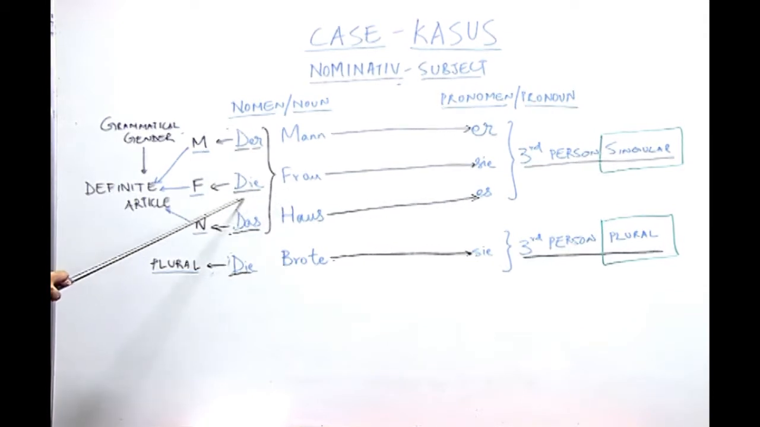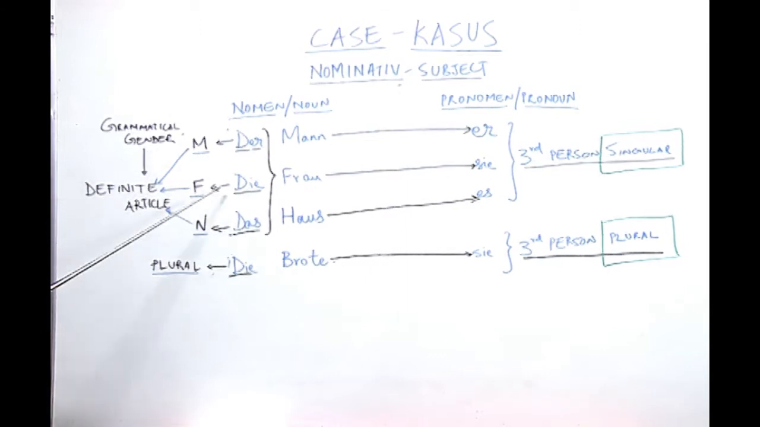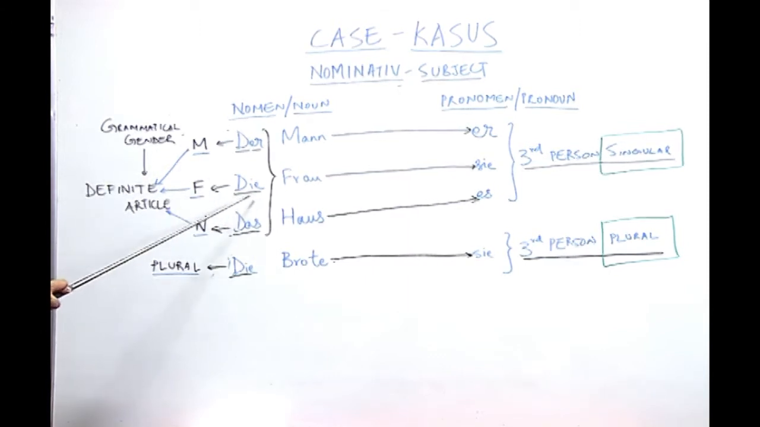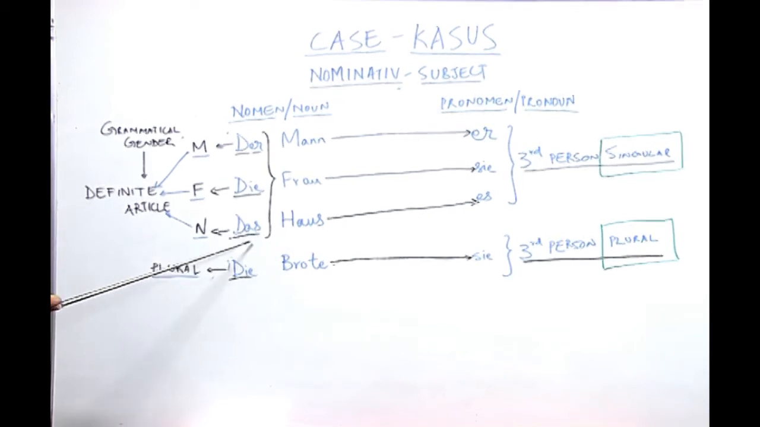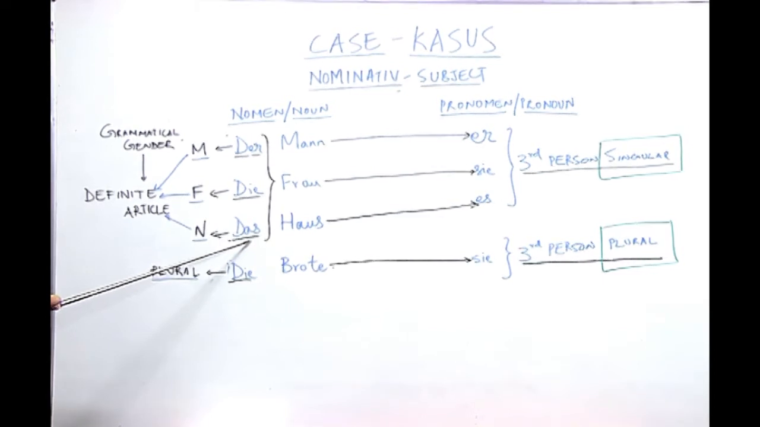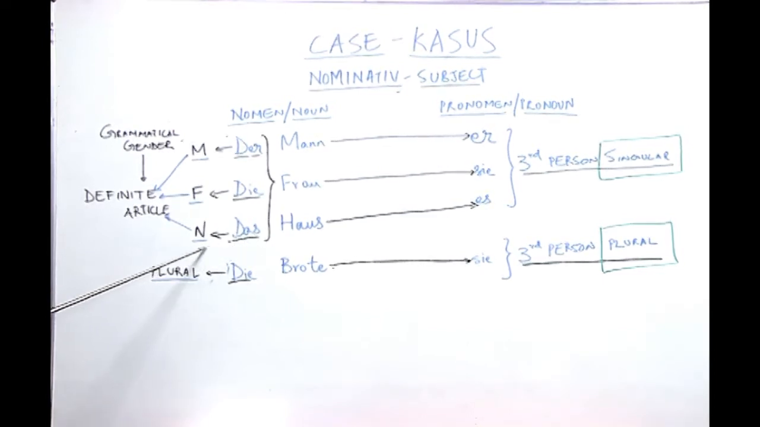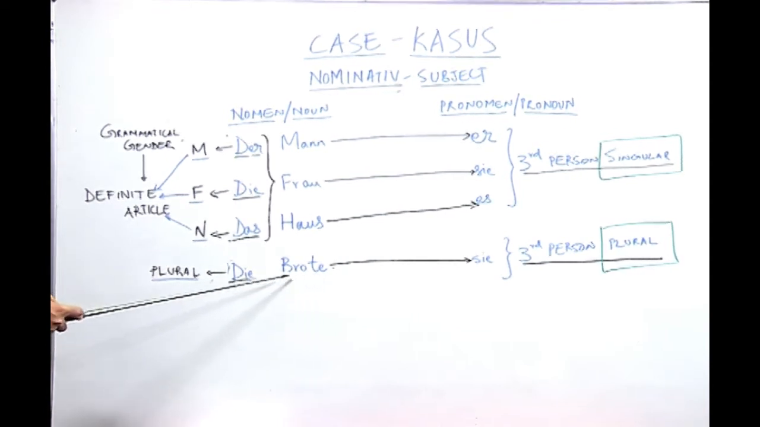Frau, die Frau is the noun here, and die is the definite article and the grammatical gender, which denotes that the noun Frau belongs to the feminine gender. The noun Haus here is with the definite article das, which denotes that it belongs to the neutral gender. And here we have the word Brot.